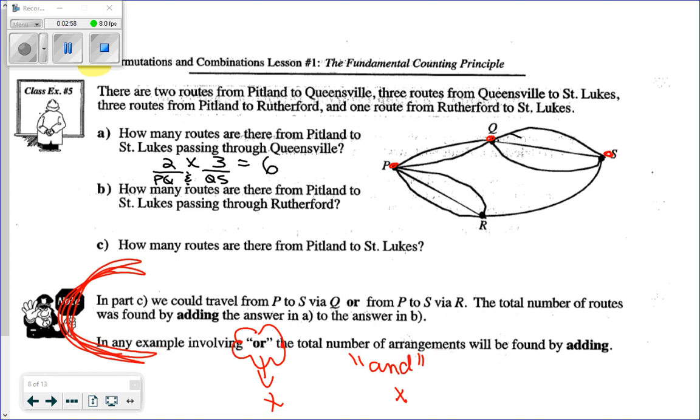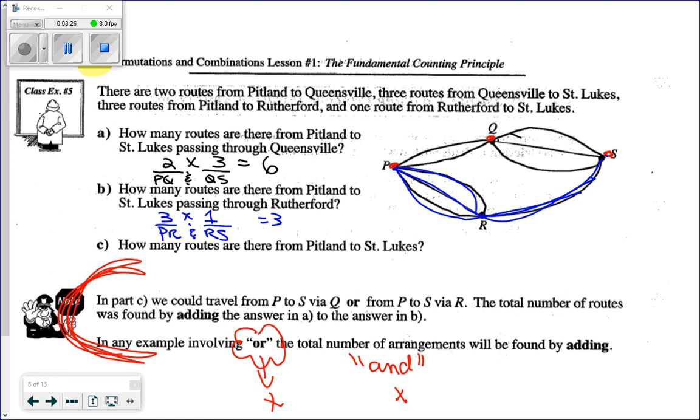How many ways are there to go from Pitland to St. Luke's going through R? Well, again, you could count. You could go 1, 2, there's 3 ways. That's it. Or if you wanted to, you could say, okay, there's 3 ways to get from P to R, and there's 1 way to get from R to S. Well, 3 times 1 is 3.